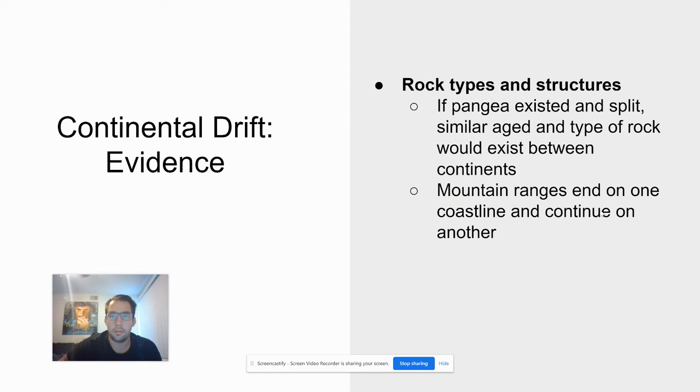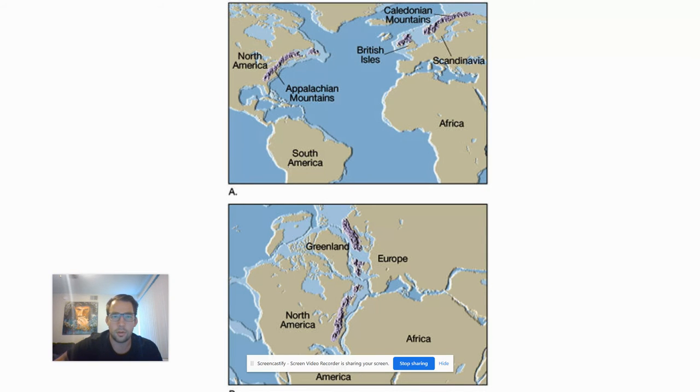The other part of evidence is the rock types and structures. There are mountain ranges that abruptly end at one coastline and then continue on at another coastline. This is seen here: the Appalachian Mountains in North America are connected over here to the British Isles. All these pieces seem to fit together, so it would make sense that at one point it made up just one mountain range.